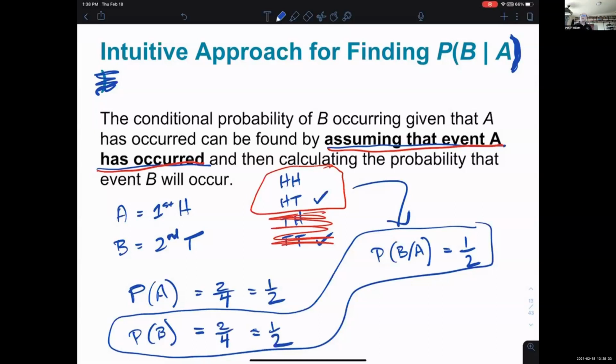Questions, comments, discussions about that while we have this little simple coin toss example up here? Goddamn math.